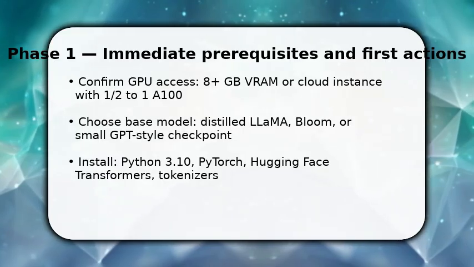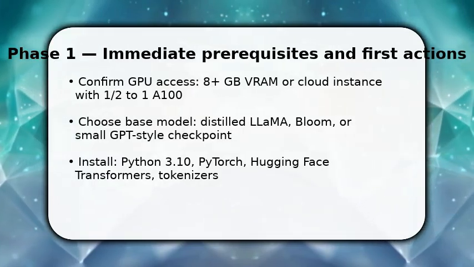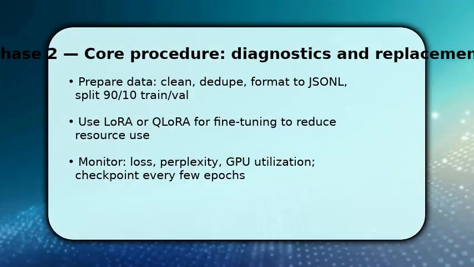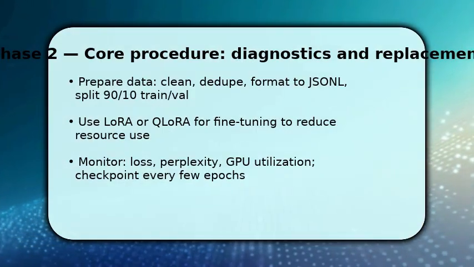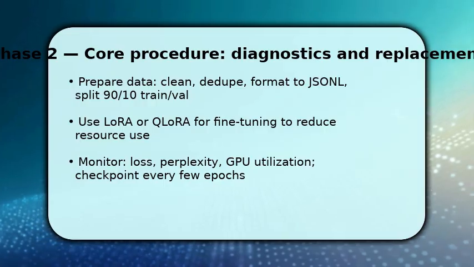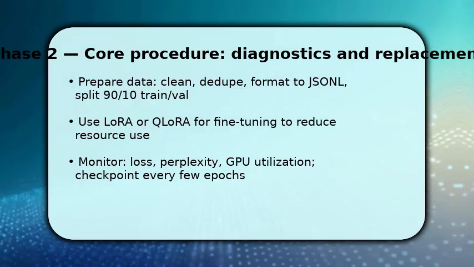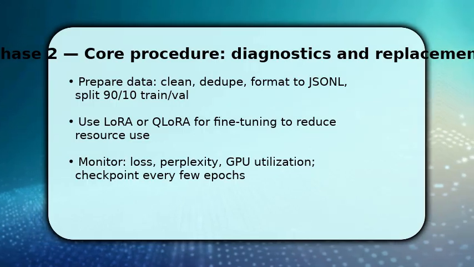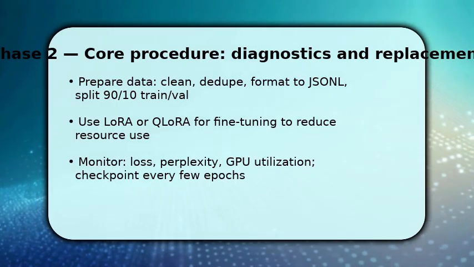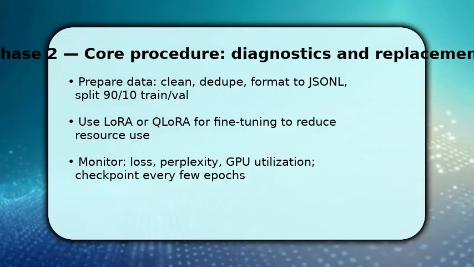You now prepare your dataset. Clean and format it as JSONL, then split into a 90/10 train/validation set so you can detect overfitting. Once done, apply parameter-efficient techniques like LoRA or QLoRA to fine-tune the model. This lowers memory needs and speeds training.